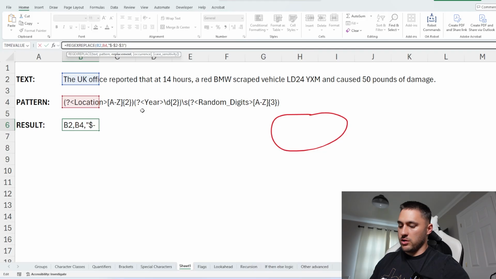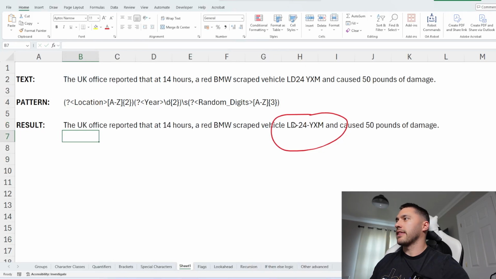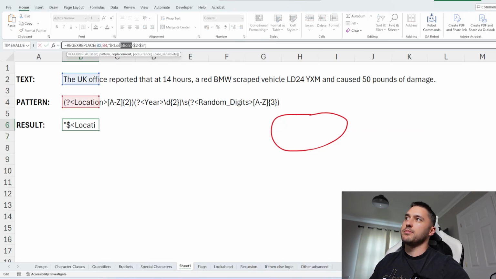So we can say $, open our triangle brackets, location, that's the name of our first capture group, and we can mix them like that. So now we can reference with names instead, which is more intuitive. So this is when we use REGEXREPLACE, we use this $ argument.